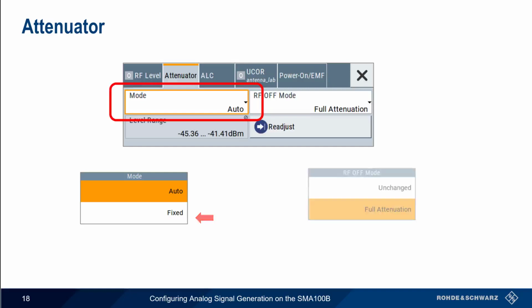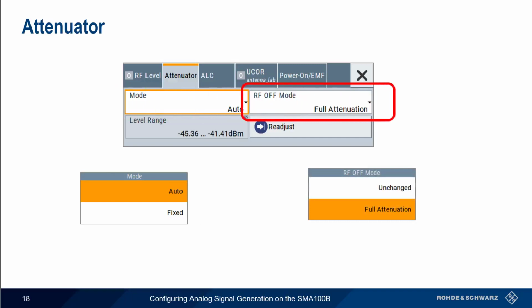The other setting under attenuator is the RF off mode, which changes the attenuation when you turn the RF output off. Unchanged maintains constant VSWR, whether the RF signal is on or off. Full attenuation sets the maximum attenuation, and thereby suppresses noise when RF is off. This is important in noise-sensitive applications.